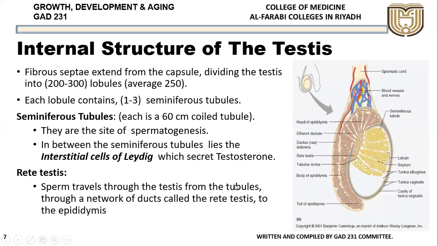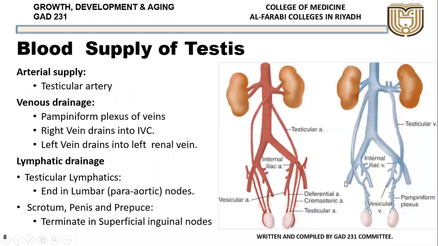Sperms travel from the seminiferous tubule through a network of ducts called the rete testis. All these seminiferous tubules come here and form a connection between each other, a network. The sperms produced in the seminiferous tubules travel through the rete testis to the epididymis, and from here they pass through the efferent ductules into the epididymis. So this structure is called the epididymis.